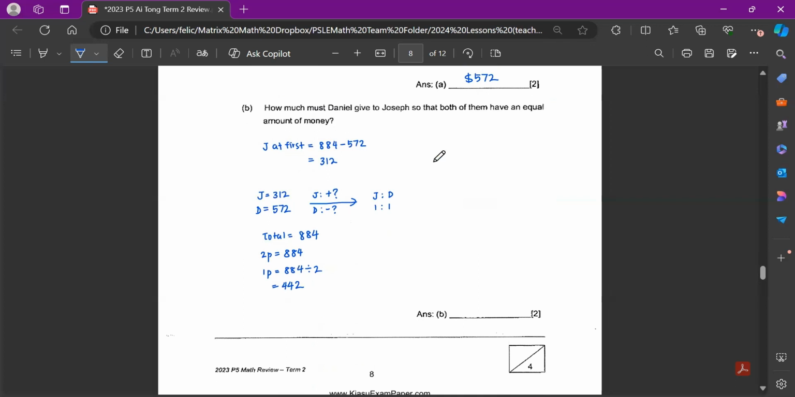So once this is done, if you read on, how much must Daniel give to Joseph? That means the question mark. We're interested in the question mark. So you can pick any guy. You want to pick Joseph, you want to pick Daniel, up to you. Both question marks should be the same answer anyway. Okay, so let's say I pick Daniel.